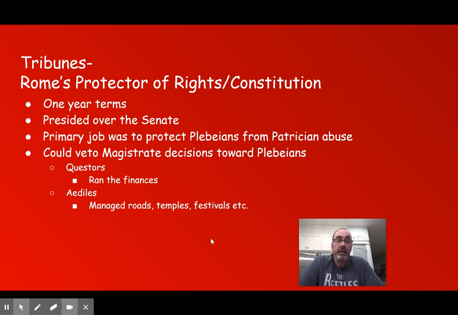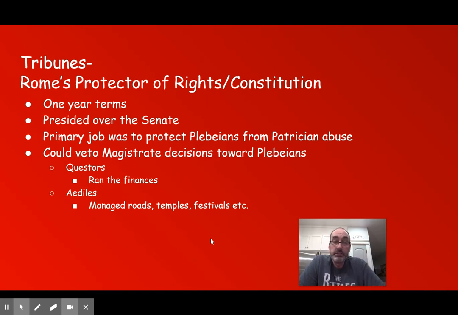They presided over the Senate, and their primary job was to protect the plebeians from patrician abuse. Patricians could bully the plebeians in lots of different ways, and so a plebeian who made it to tribune could actually veto a magistrate's decision toward the plebes. A tribune could veto any other tribune's decision, anyone of his rank or lower. And so the tribunes are that protective body that protects the people from the government.